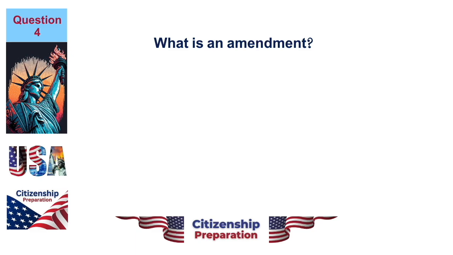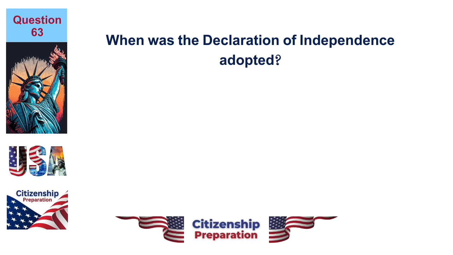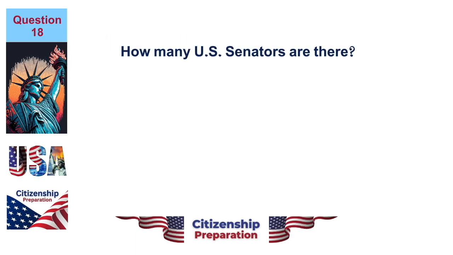What is an amendment? A change to the Constitution. When was the Declaration of Independence adopted? July 4, 1776. How many U.S. senators are there? 100.